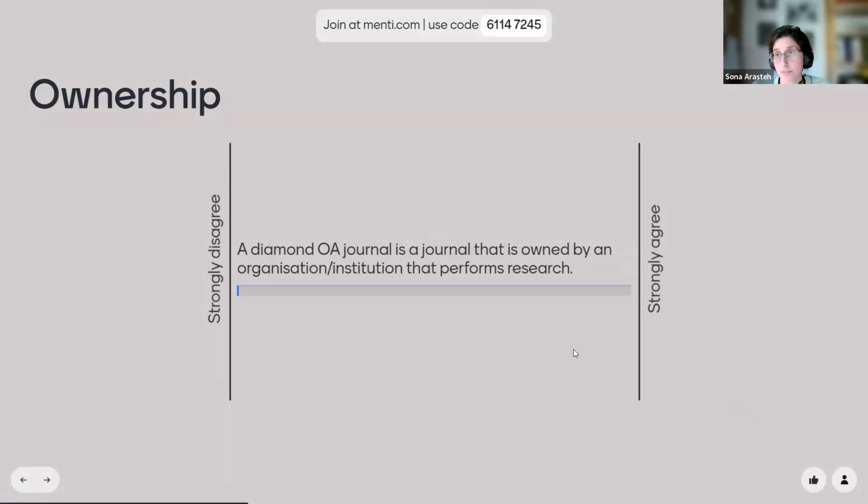So the first statement, and for that I would ask you to think back about what Johan said about the borderline cases and what Margot said about which aspects we're still thinking about in terms of the ownership questions. So the first would be: a Diamond Open Access journal is a journal that is owned by an organization or an institution that performs research.